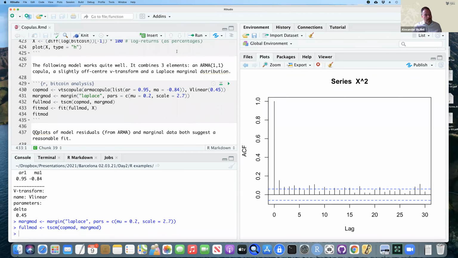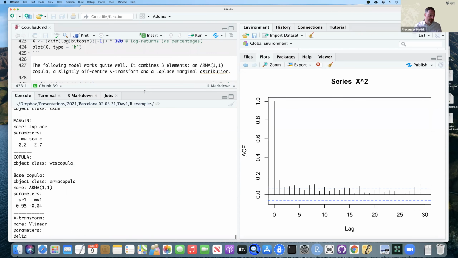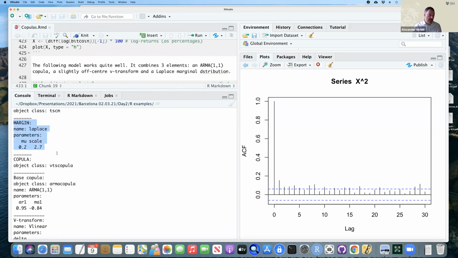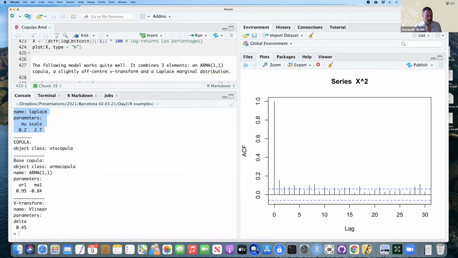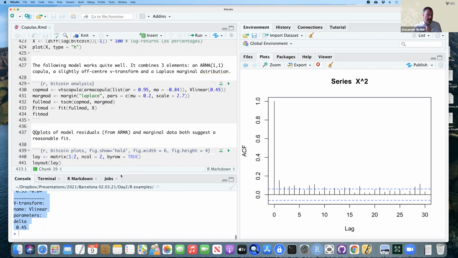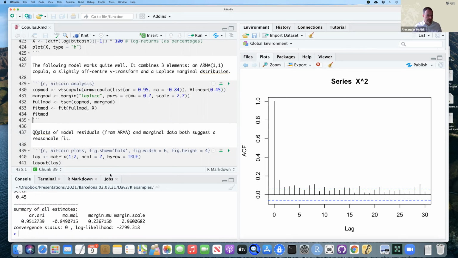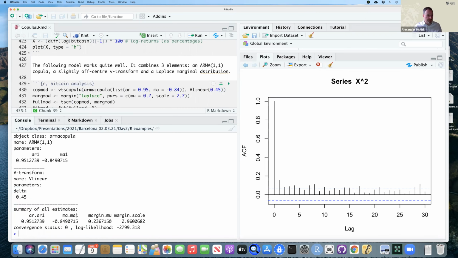And so what I've done is make a full model, which consists of a marginal distribution, which is Laplace. Don't worry about the parameters, because I've just put in any old parameters. I'm going to estimate them from data. And I've put in a copula process based on an ARMA copula. And I can fit it to data, which I've just done. So it's been fitted to the data, and these parameters have now been optimized.